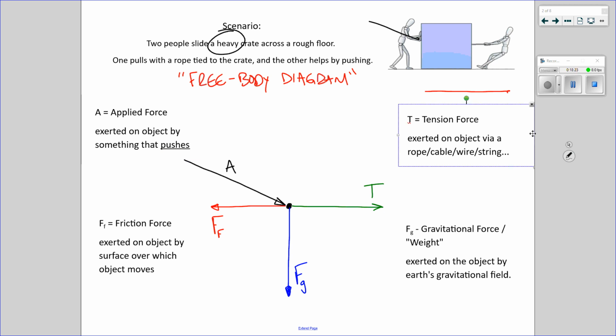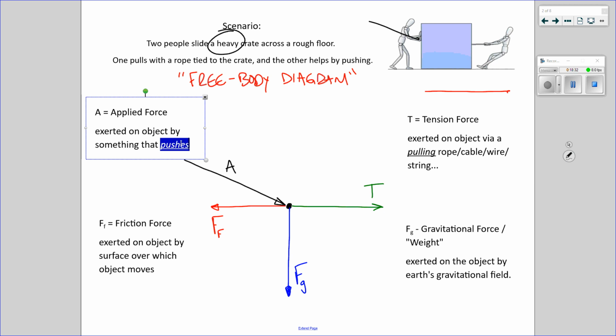This is usually like a pulling. Tensions usually look like what we call pulls, and applieds are pushes. Okay.